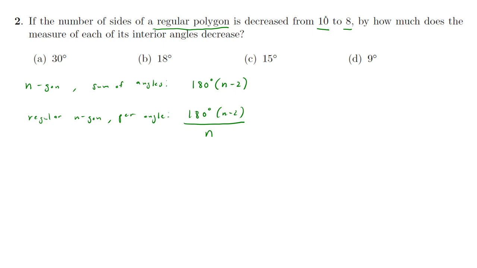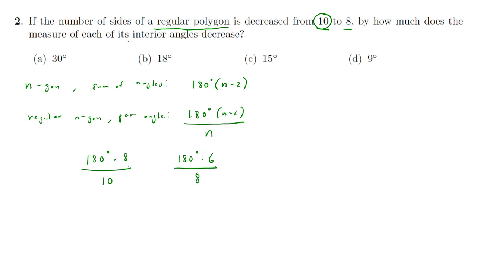Okay, so, gawin natin, kapag 10 ang number of angles natin, so the measure of each angle sa isang regular 10-gon or regular decagon ay 180 times 10 minus 2, yan ay 8, over again, n is 10. Tapos, kapag 8 naman, very similar, so 180 times 8 minus 2 ay 6, divided by n, which is 8.